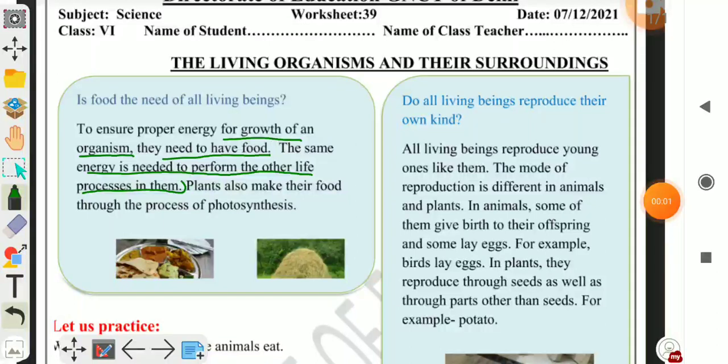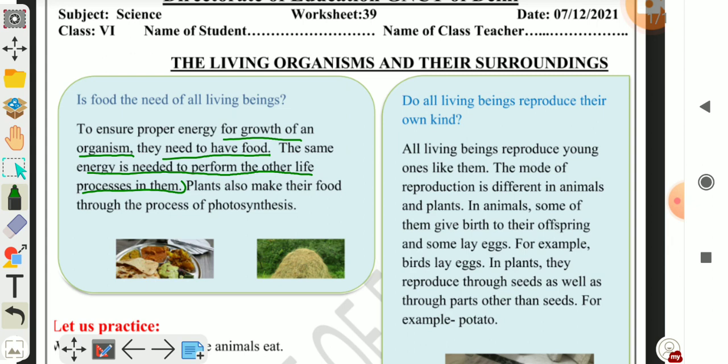Welcome children. Today's worksheet number 39, the living organisms and their surroundings. In this worksheet, we will discuss common characteristics of living organisms, why they need food, and how animals reproduce.